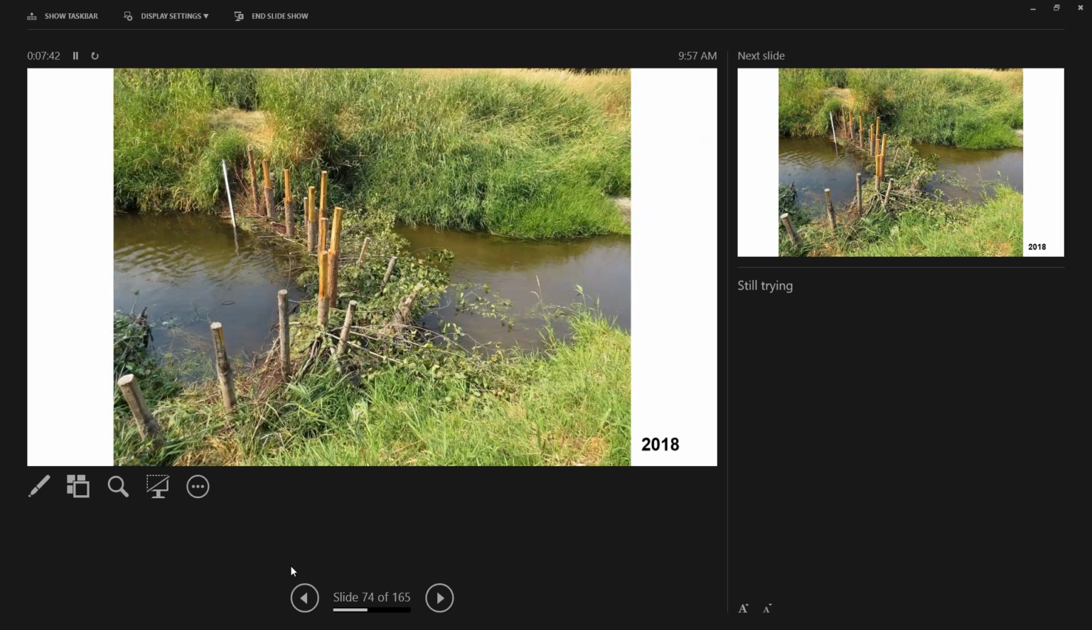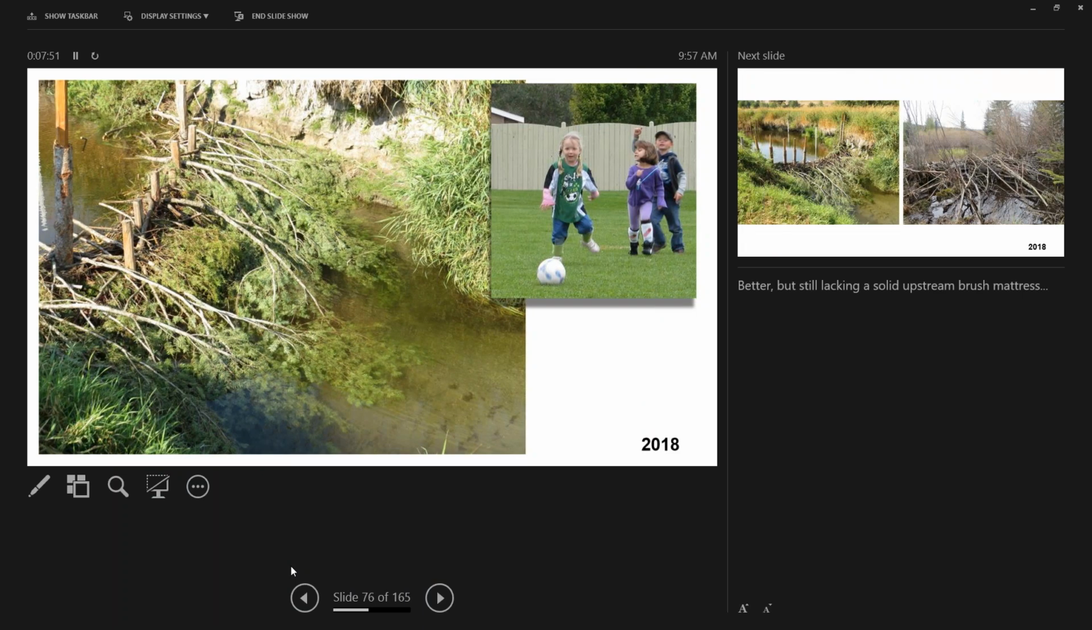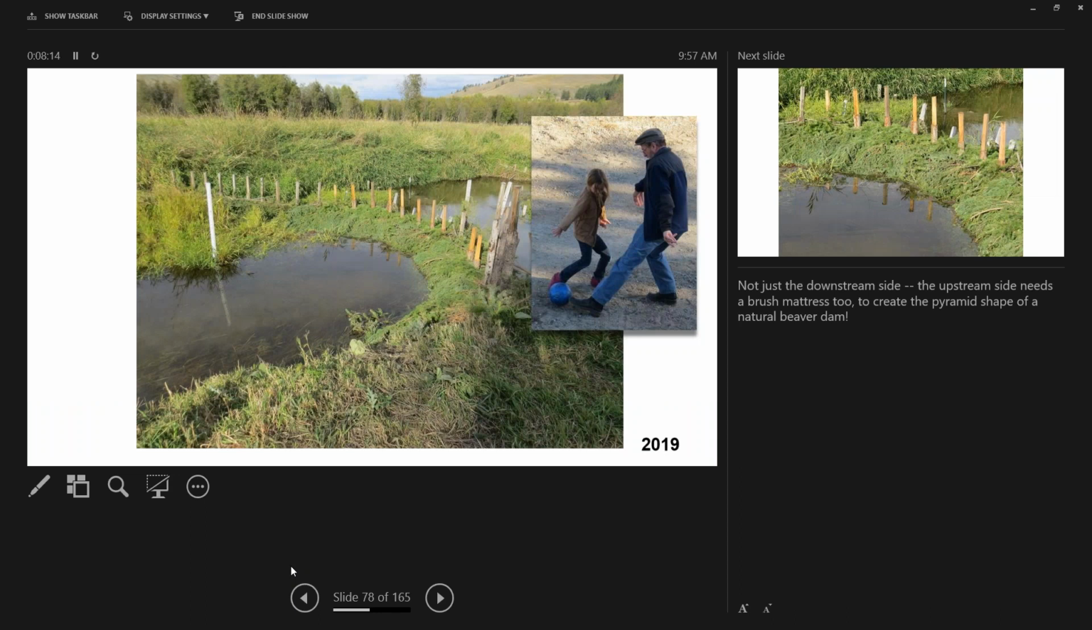That's 2017. 2018, you know, it's starting to look more messy. That's a good thing. Oh yeah, here we are with a really nice downstream brush mattress. We're starting to get in the game. We kind of know what we're doing. We're like, all right, I think we're getting it. But there's still no brush mattress on the upstream side, and so it's still not quite there. But the downstream side does look like a natural beaver dam on that side. So we're getting close.